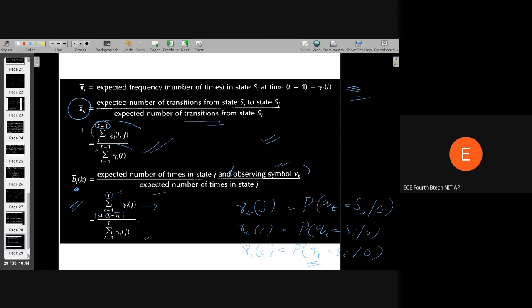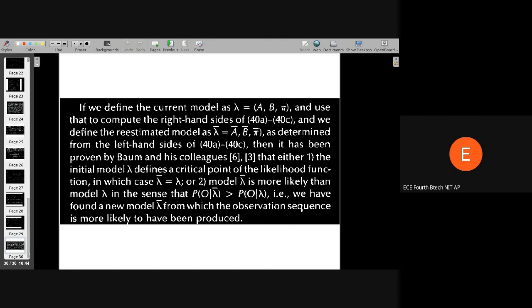So that's all. The same thing I was mentioning: if we define a current model as this and we use this right-hand side, we re-estimate the model. It has been shown by the Baum-Welch algorithm that the initial model defines a critical point of the likelihood function, in which case lambda is saturated. Otherwise, the new model you extract from a new observation of the same class of data will always be better than the old.